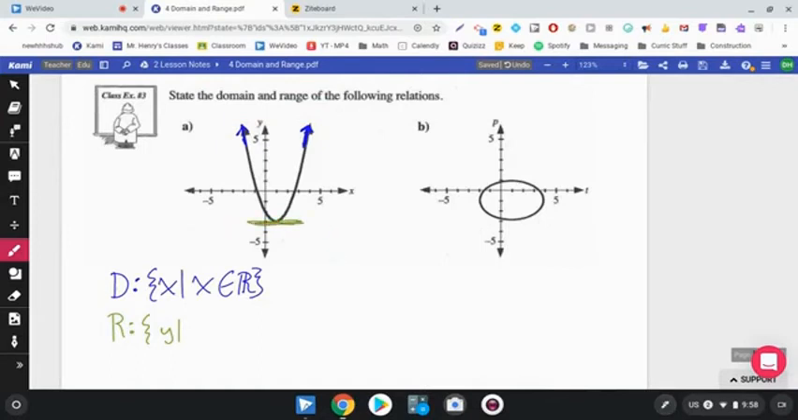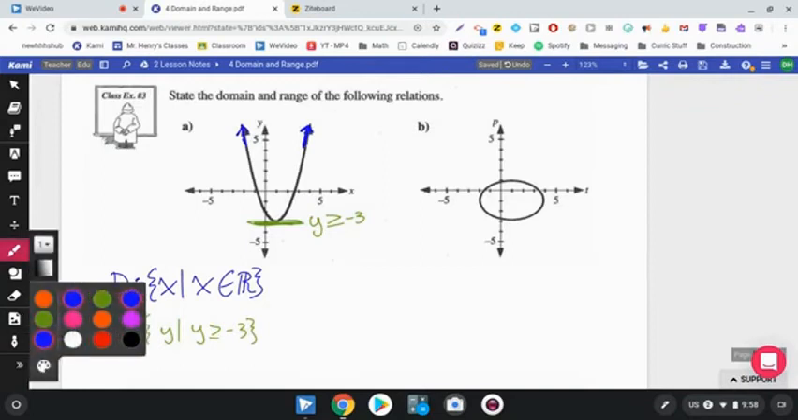I'd say all of your y values are above, they're greater than or equal to -3. And that's what I can put. Just the one restriction. It's not between this and this. It's just y is greater than or equal to -3. There you go. Okay. Let's go on to the next one.